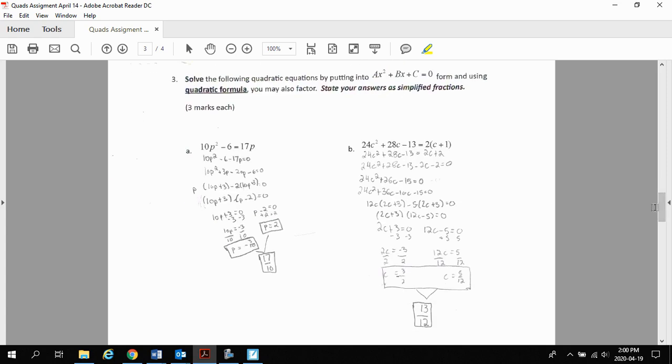And then in question 3, so it says solve the following quadratic equations by putting into standard form ax squared plus bx plus c equals 0. So that means collecting everything on one side and using the quadratic formula. It says you may also factor, which you did, and I don't really like it. So let me just check. You know what? You factored them both right. So, Michael, props to you. I want to see them by the quadratic formula, though. So, can you just try to redo these so that I know you know how to do the quadratic formula?